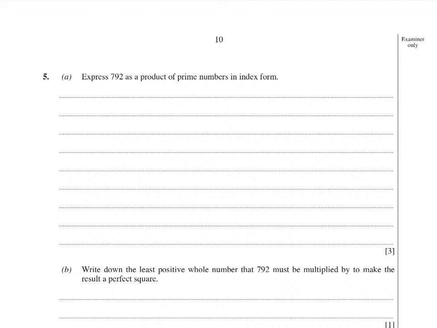Express 792 as a product of prime factors. They're not the nicest numbers without a calculator, but it is even, so I know 2 must go into it. So 792 by here. How many 2's go into 7? The answer is 3, remainder 1. 2's into 19, 9, remainder 1. 2's into 12, 6. So my answer is 396.